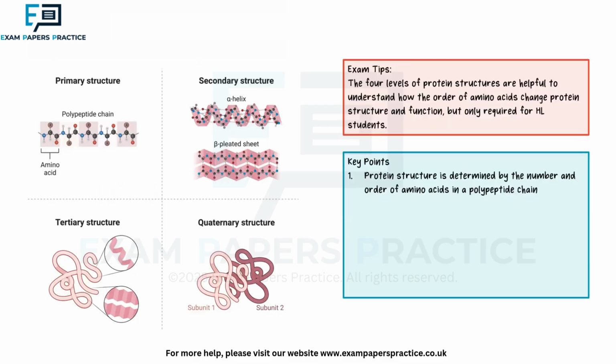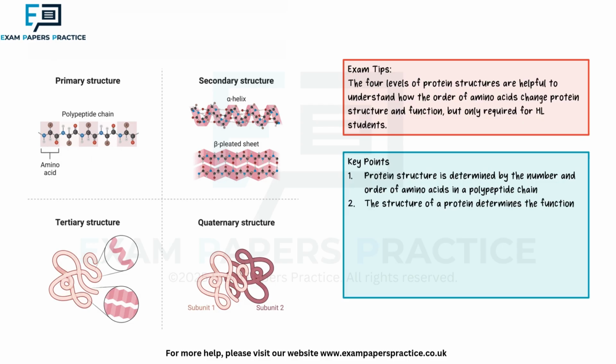Now that we understand how the triplet code codes for amino acids, let's take a closer look at what may happen when there's a change in the DNA code, or a mutation in the DNA. Remember that protein structure is determined by the number and order of the amino acids present in a polypeptide chain. The order and number of amino acids determine how the protein folds, which will become the protein structure. The structure of a protein will then determine its function.